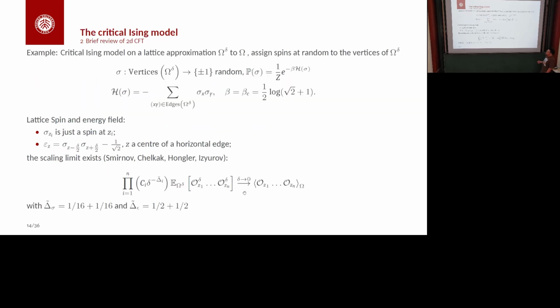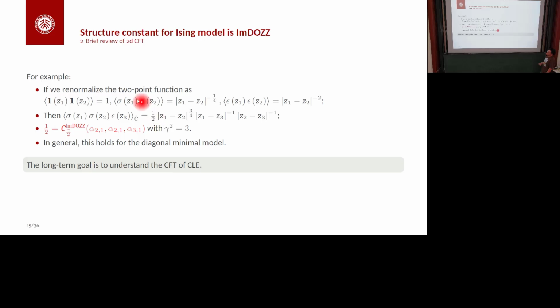Here I just show one result, like the Ising model. If you consider the critical Ising model and compute the spin correlation, where sigma is spin and epsilon is energy, you consider this 3-point function. It actually coincides with the imaginary DOZZ. As I mentioned, the imaginary DOZZ is somehow a generalization of the structure constant of the minimal model.